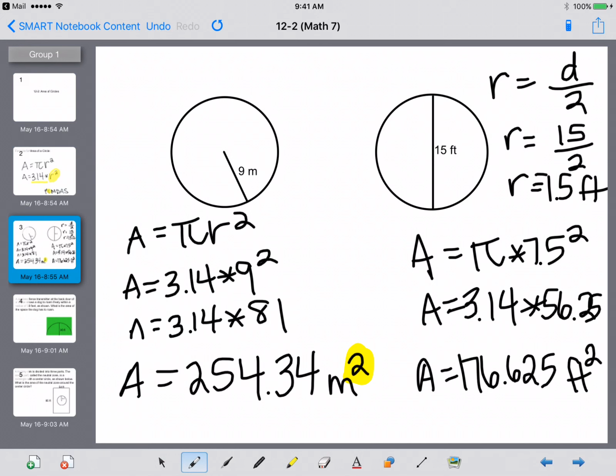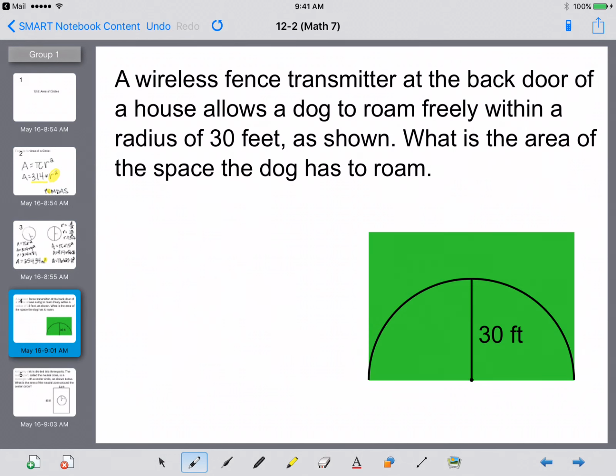I got a couple word problem examples for you. So here it says a wireless fence transmitter at the back door of a house allows a dog to roam freely within a radius of 30 feet as shown. Ooh, I like that. What is the area of the space the dog has to roam? So okay, we're going to have to figure out the area of the circle, but looking at it, right here is the house.